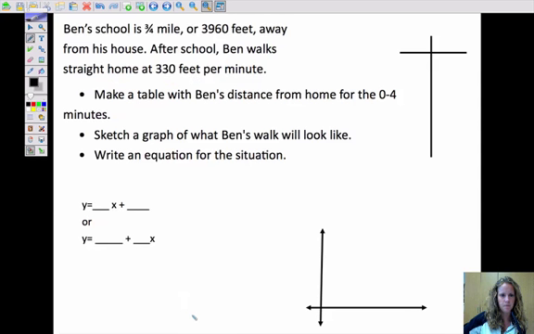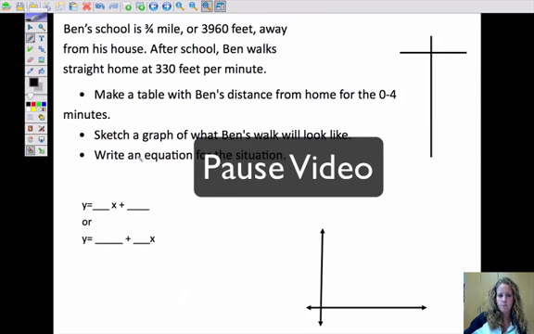Let's try another one. Ben's school is 3/4 of a mile, or 3,960 feet away from his house. After school, Ben walks straight home at 330 feet per minute. We're asked to make a table with Ben's distance from home for 0 to 4 minutes. Okay, so be careful here as you do this. It's his distance from home. He starts 3,960 feet away from home. So go ahead and make a table, sketch, and write an equation. And then we'll talk about it.